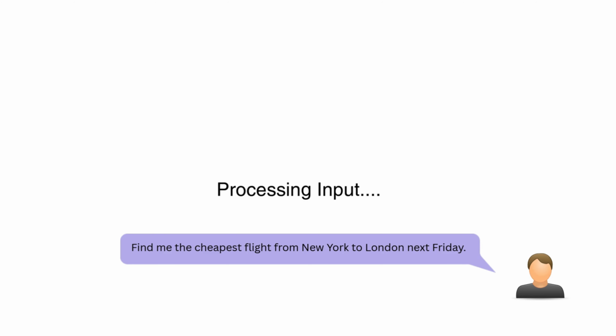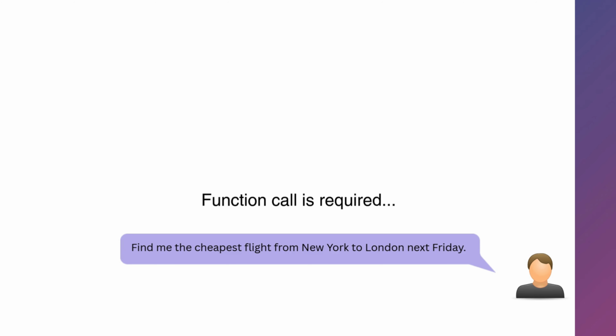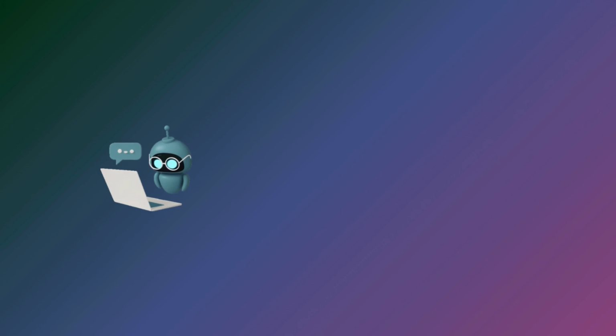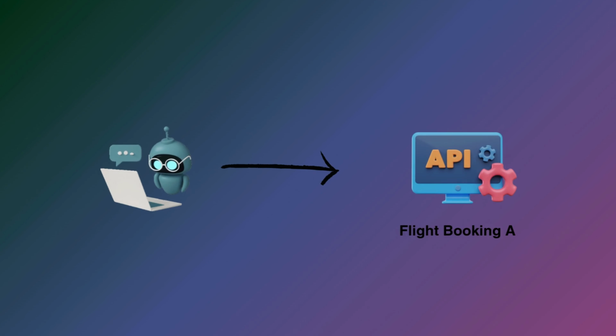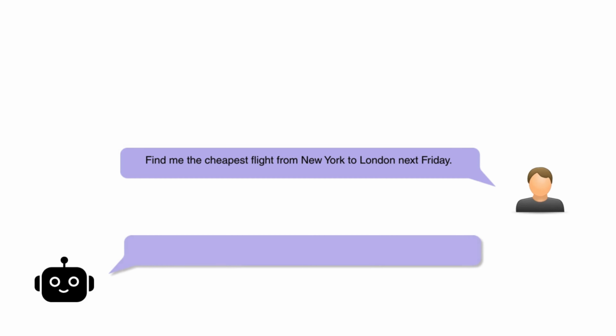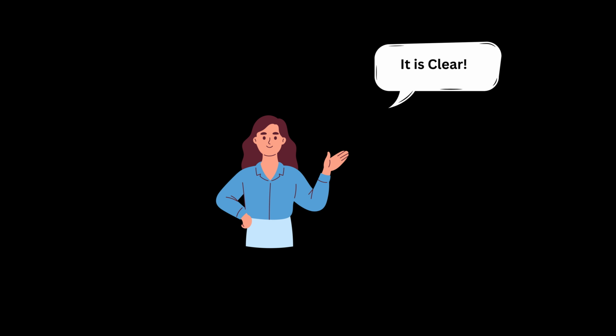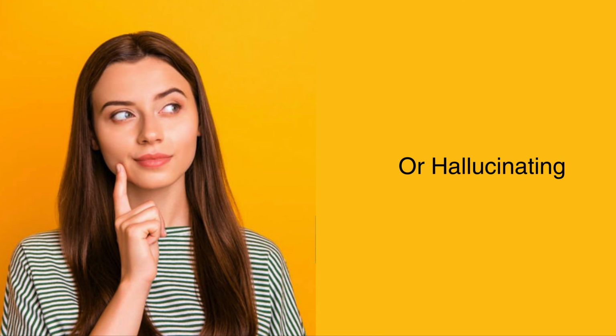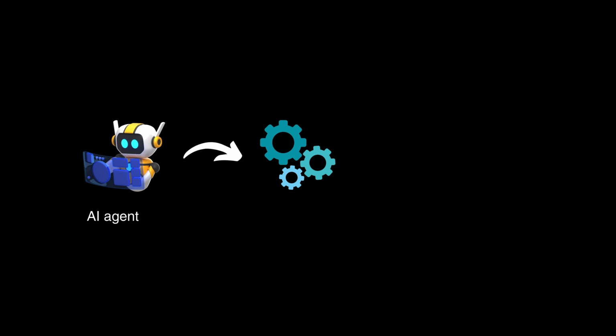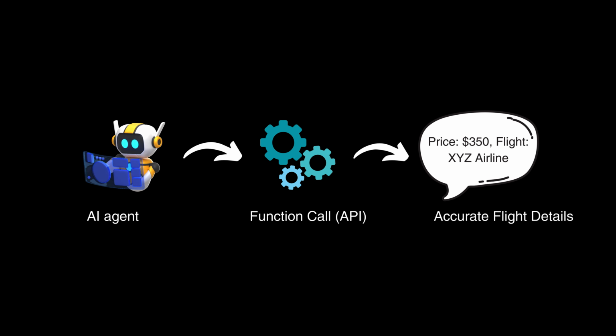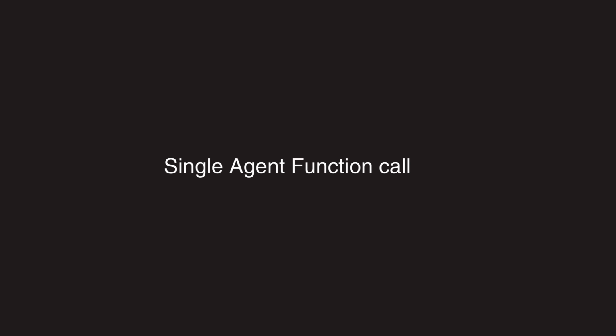Here's what will happen behind the scenes. The agent processes the request and determines that a function call is required. It will call a flight booking API with the given parameters. The API will return real-time flight details, and then the AI will format the data and present it to the user. By this example, it is clear that instead of guessing or hallucinating data, the AI agent executes a real-world function to fetch accurate information. This was an example of a single agent and function calling.